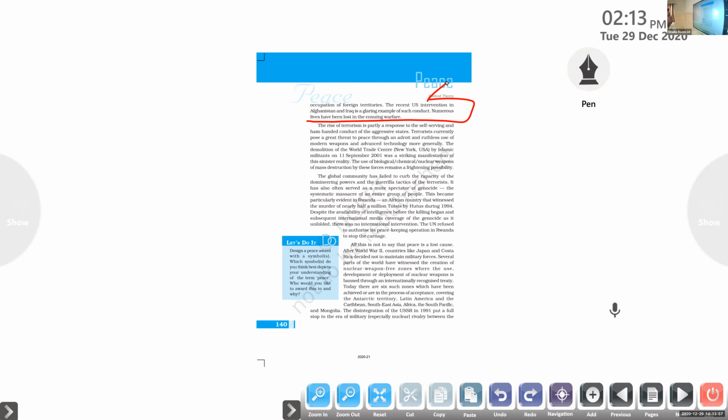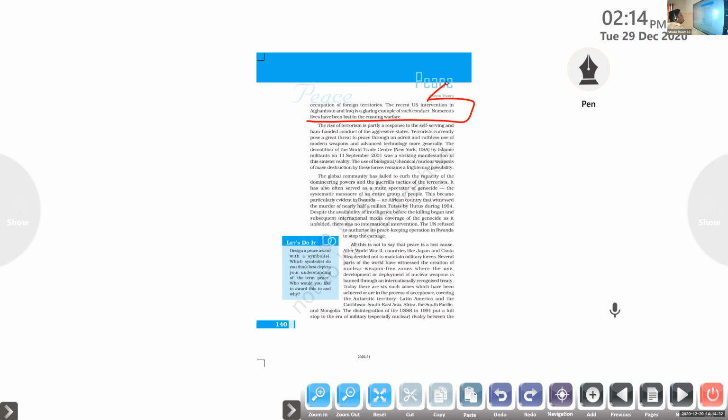So the rise of terrorism is partially a response to the self-serving and heavy-handed conduct of aggressive states. Terrorists currently pose a great threat to peace through an indiscriminate and ruthless use of modern weapons. Okay, so without morality, these terrorist groups are using modern, sophisticated weapons, and can kill a number of people. So terrorists are using different weapons, and we are able to find a number of this kind of attacks, violence.